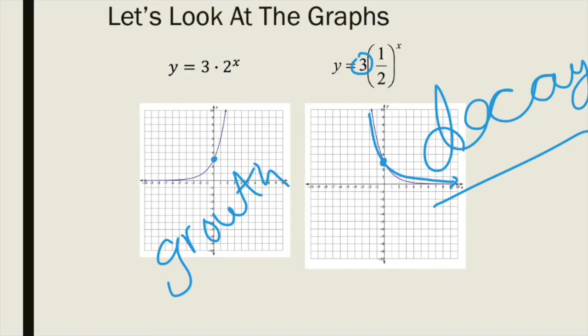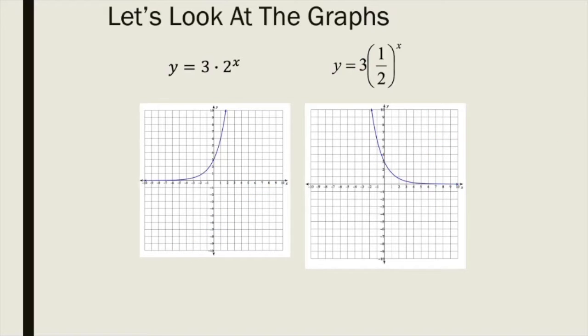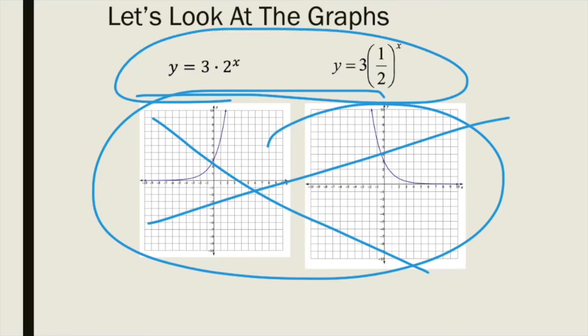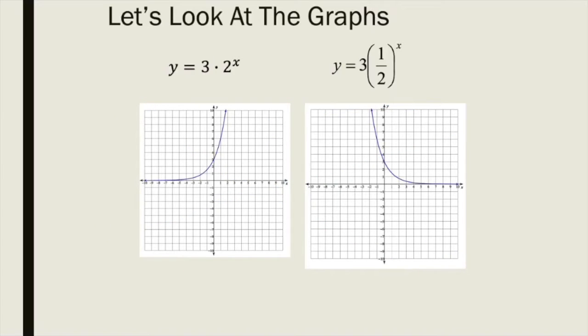What could we do if we didn't have a graph here? What if we didn't have that at all down there? How would we be able to know it's decay by its equation? The fraction. All right, we had an a value here and a b value and an x, right? So if this value is a fraction, it is going to be decay.